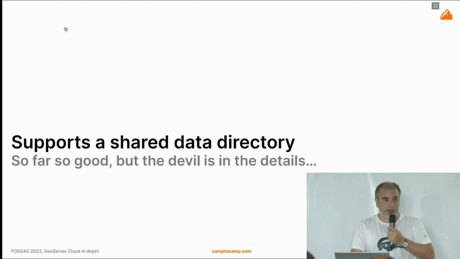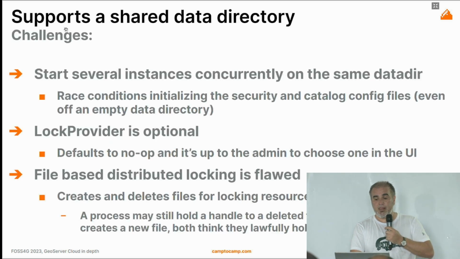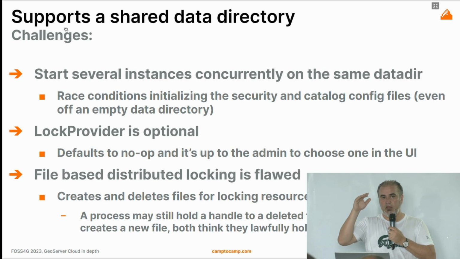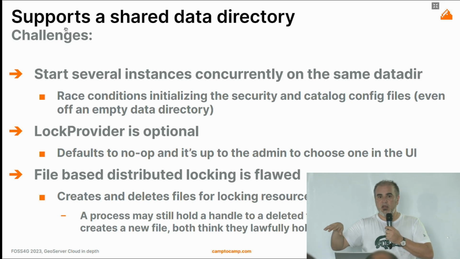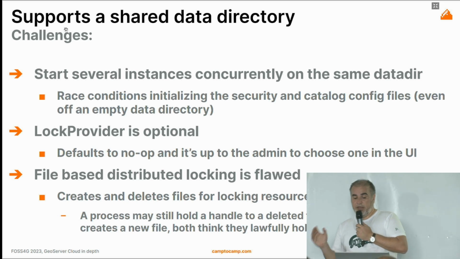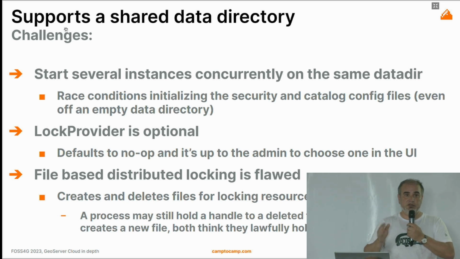Now, as part of the shared data directory, which is the next requirement, there are race conditions and issues in GeoServer. If you try to start several instances of the same data directory, it will crash. So we introduced distributed locks on critical sections that try to update things on the directory when they start up. Same thing, distributed locks. The other problem in doing that, we found out that the file-based locking in GeoServer is flawed.